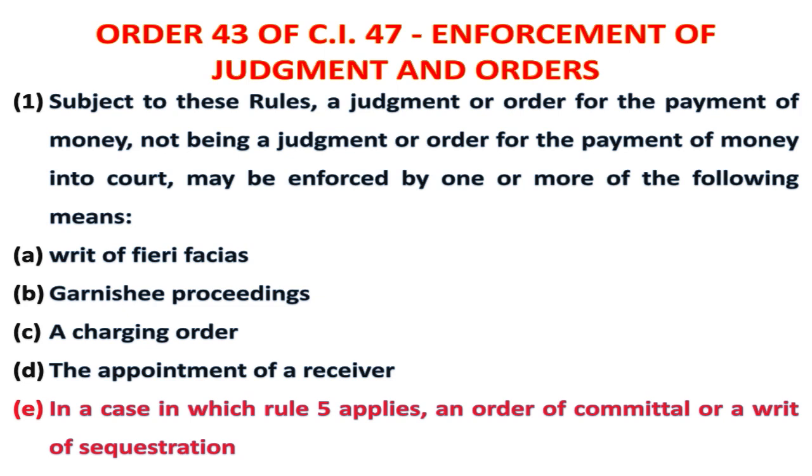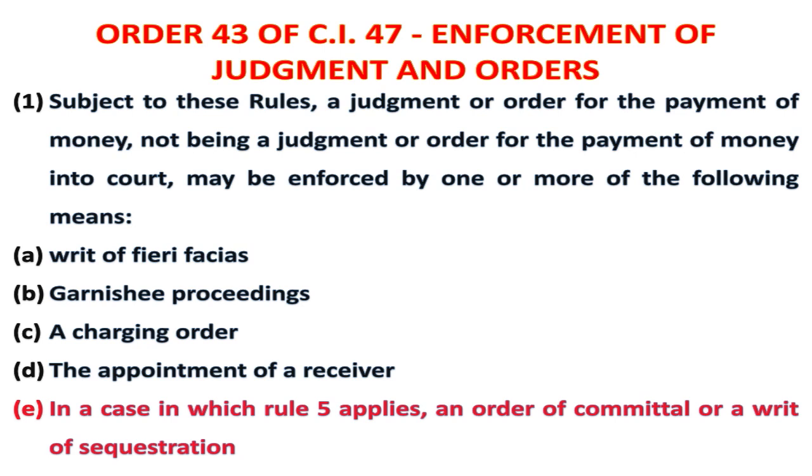So now let's go back to Order 43 Rule 1E again. It says, a judgment or order for the payment of money may be enforced by one or more of the following means. E. In a case in which Rule 5 applies, an order of committal or a writ of sequestration. In a case in which Rule 5 applies. Now you know what Rule 5 says. Rule 5 deals with when you have been ordered to do something within a specified time, or you have been specifically ordered to do or abstain from doing something, and you disobey.